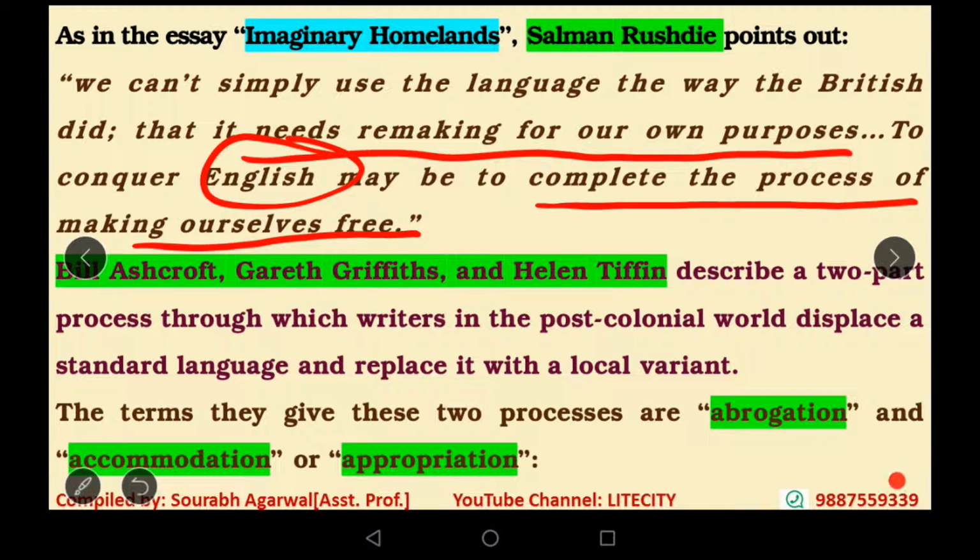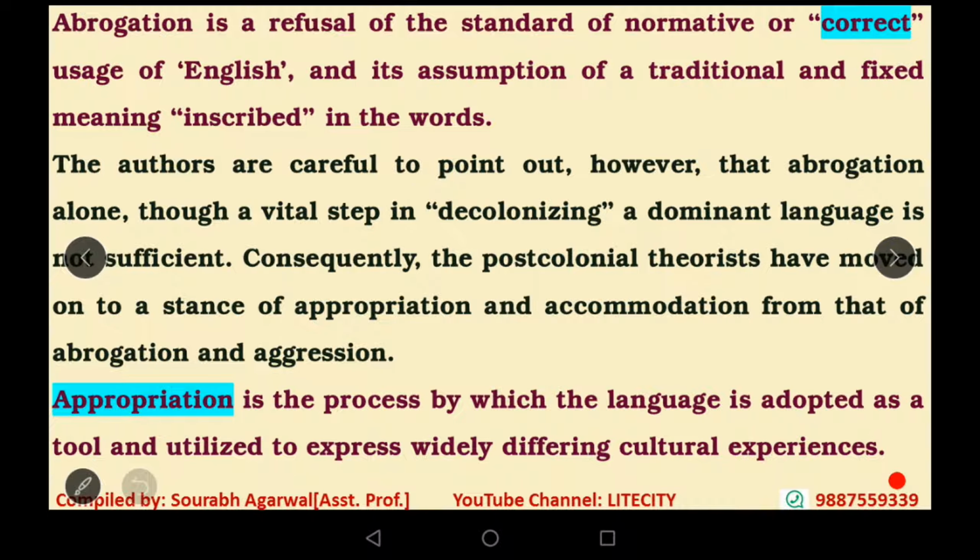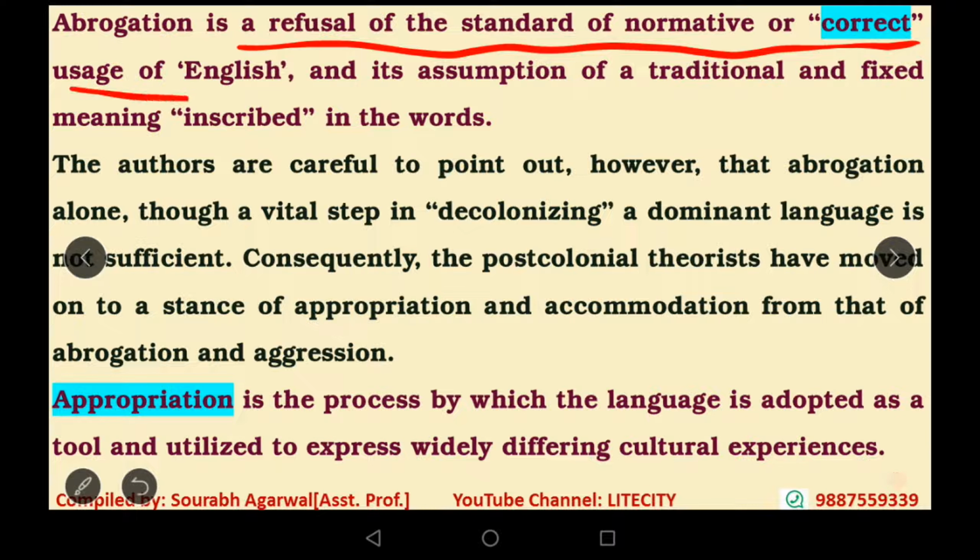Bill Ashcroft, Gareth Griffiths and Helen Tiffin describe a two-part process through which the writers in the post-colonial world displace a standard language and replace it with a local variant. Now these two terms, one we have already discussed, abrogation, and the second is accommodation or appropriation. We have already seen abrogation is a refusal of the standard or normative or correct usage of English and its assumption of a traditional and fixed meaning inscribed in the words.